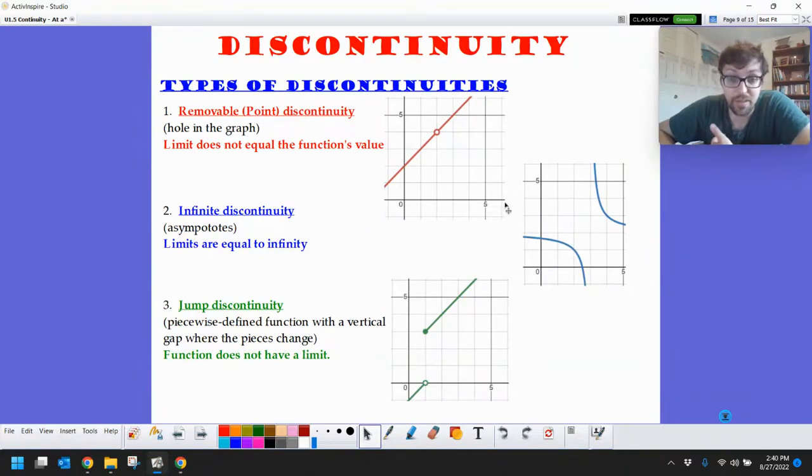Infinite discontinuity is when the limits are heading towards infinity. So they could both go towards positive infinity or both negative or kind of split like this. We get an infinite discontinuity. It's similar to asymptotes. Jump discontinuity is where we do not have a limit. So no limit right here. It's not heading towards infinity, just straight, no limit. Then you have a jump discontinuity.